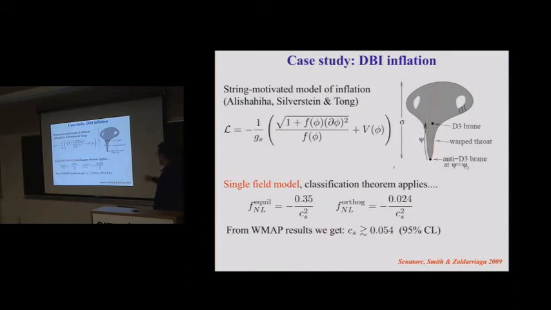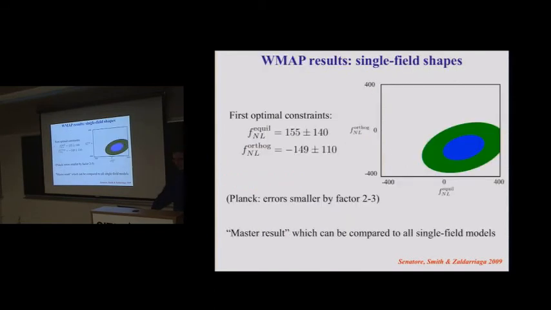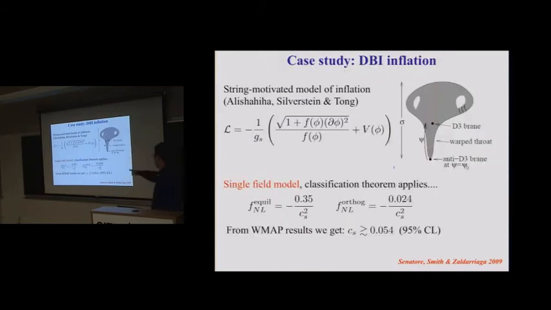And so our WMAP constraints, if you take these formulas for f_NL equilateral and f_NL orthogonal, evaluate them on the plot that I showed in the previous slide, you can translate that to a constraint on the microphysical parameters of this model, the sound speed. One interesting thing about this model is that it has a level of non-Gaussianity that looks like 1 over the sound speed squared. But this model also predicts tensor modes proportional to 1 power of the sound speed.